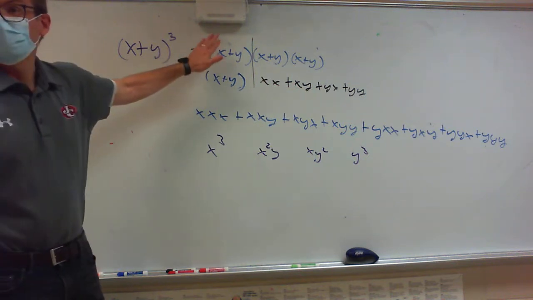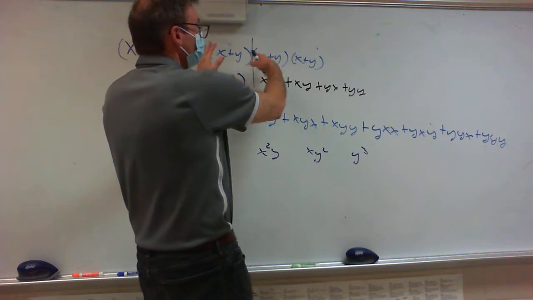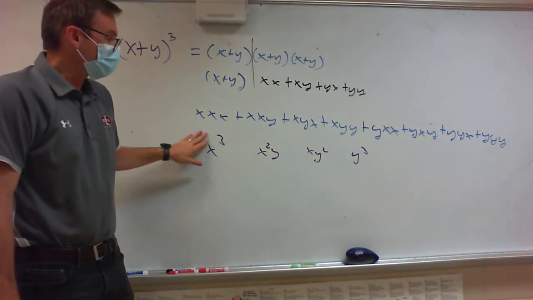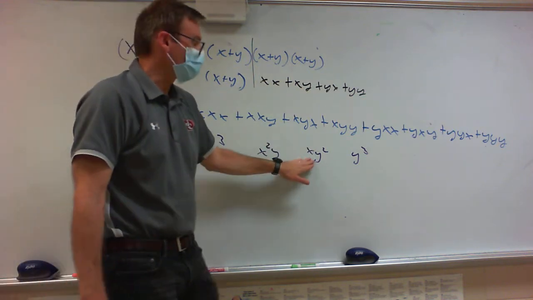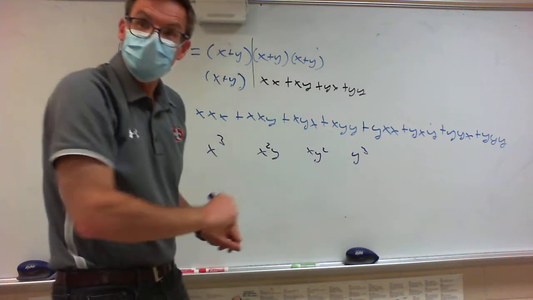Like if you were to multiply this out, not this way, but just sort of combine them normally, you would have ended up with an x cubed, a something x squared y, a something xy squared, a something y cubed. Now let's talk about those somethings. I'll answer your question in just a second.